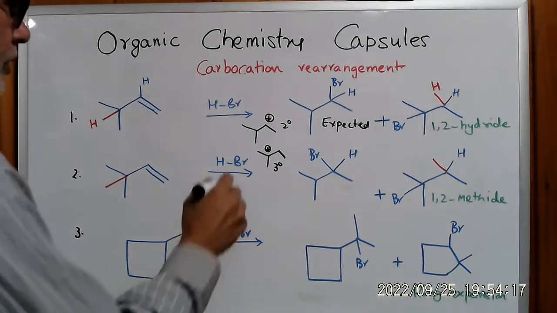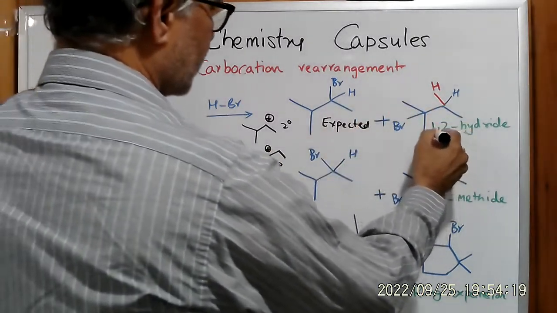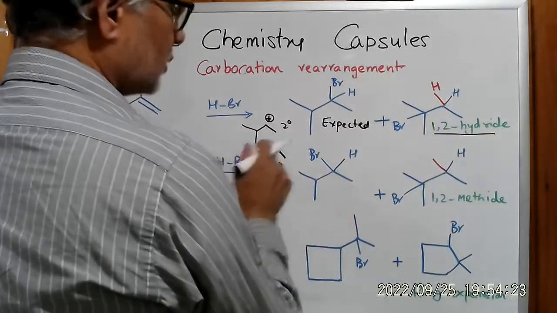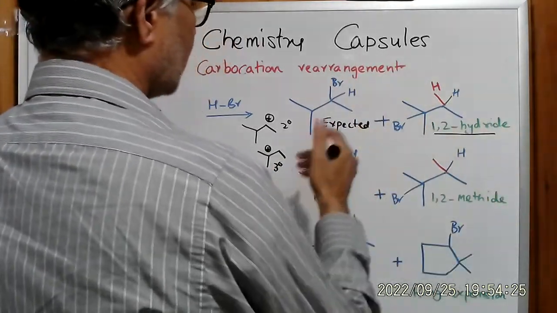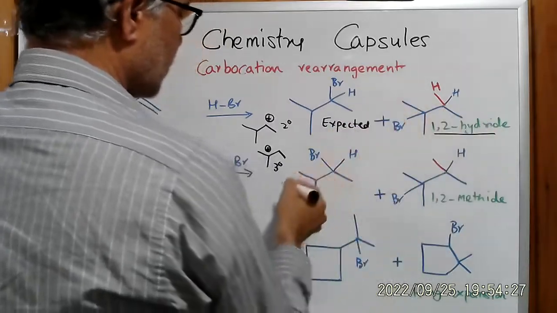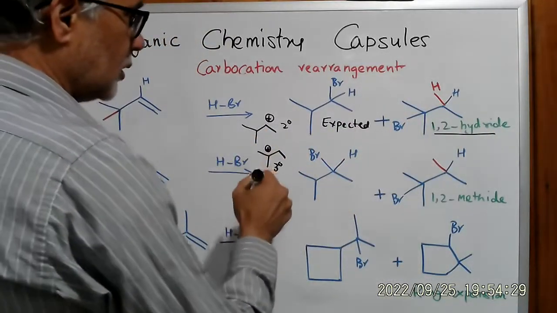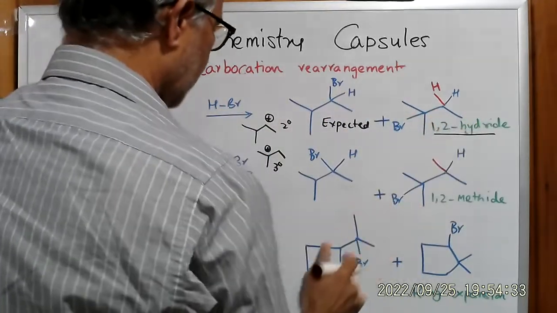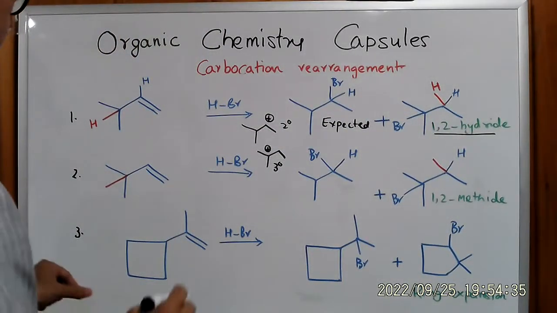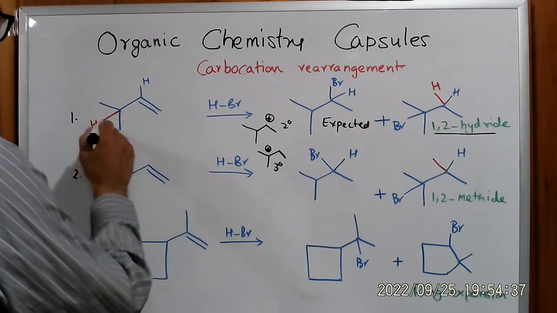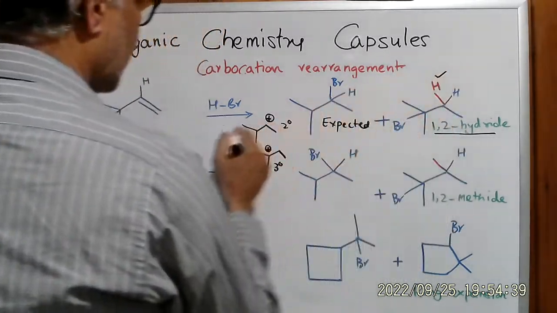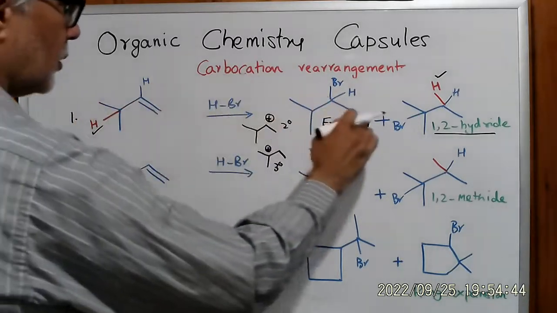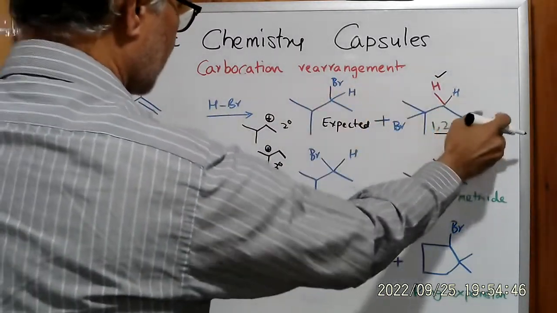The secondary carbocation undergoes a 1,2 hydride shift to form a tertiary carbocation, which then combines with the bromide ion to give the product. I just highlighted the hydrogen in red. The hydrogen in red is the hydride that shifted from that carbon to this carbon to give this product.